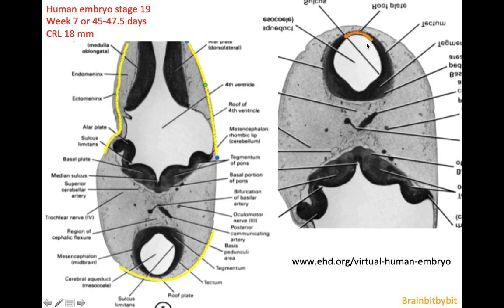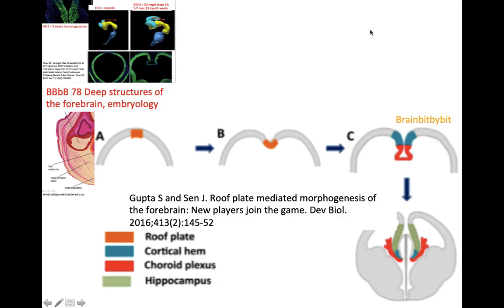And if you have the roof plate of the neural tube, so what is going to be the head region, what is going to be the cerebral hemispheres, there's endomeninx and ectomeninx. And when we talked about the embryology of the deep structures of the forebrain, I also showed this image of the closure of the neural tube.